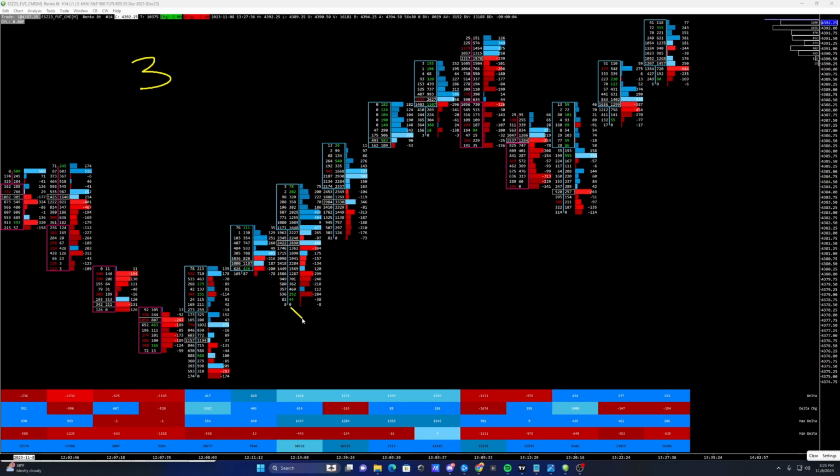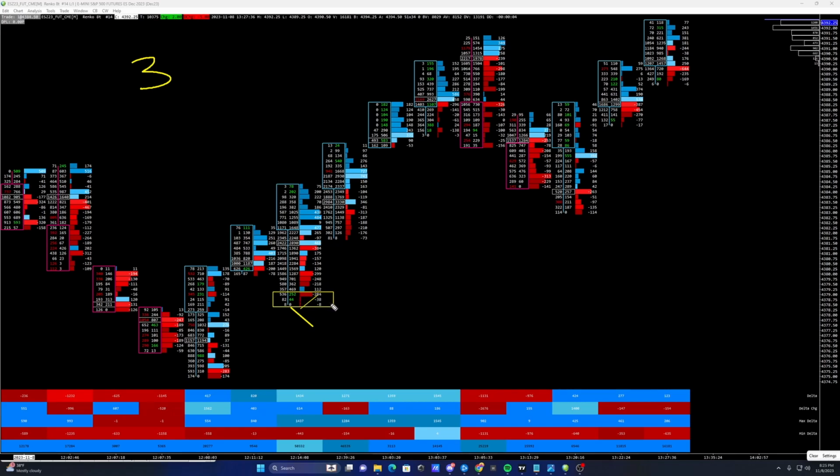Number one, if we're looking for a clean low, I want to see a zero at the bottom of the auction. That is number one. Number two, if we look in the bottom three prints right here, I want to see sellers failing to accept price lower. That typically looks like this.